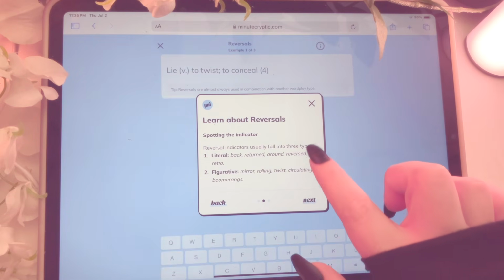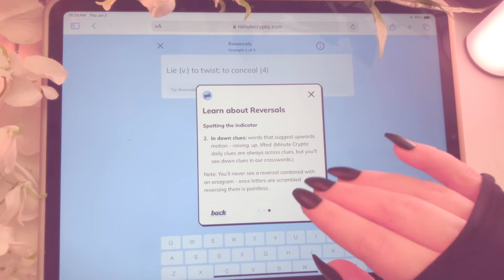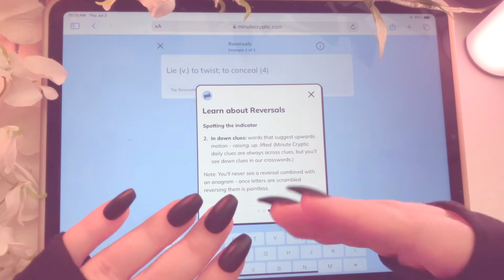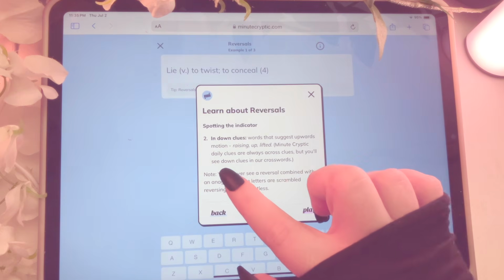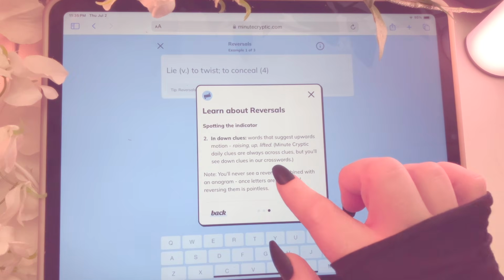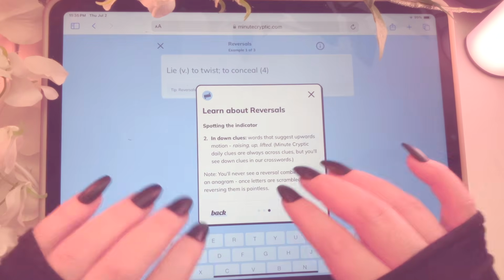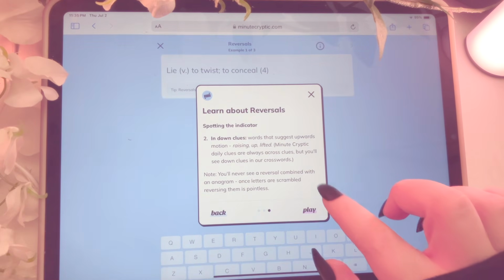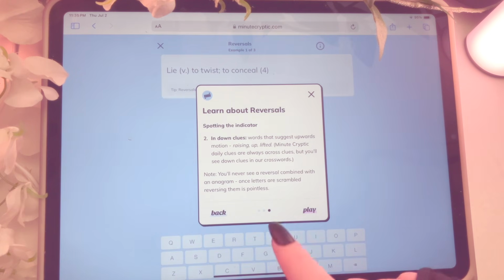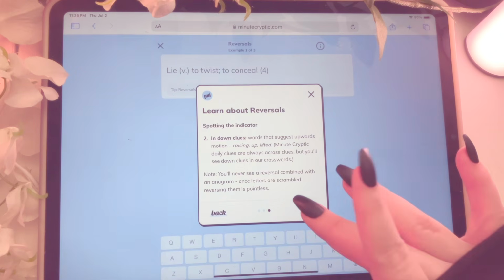Okay, 3 types, and then the third one's here. Or in down clues. Words that suggest upwards motion, such as rising up or lifted. Minute Cryptic daily clues are always across clues, but you'll see down clues in our crosswords. Oh, okay. I don't do the crosswords. Note, you'll never see a reversal combined with an anagram. Once letters are scrambled, reversing them is pointless. That makes sense.